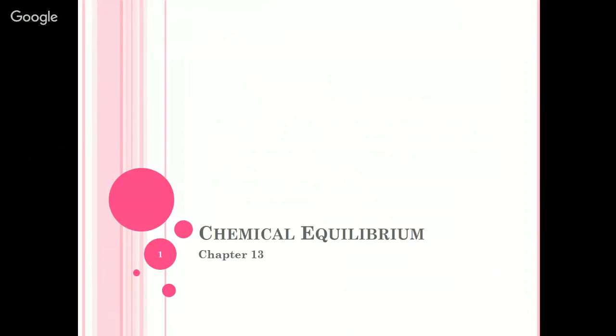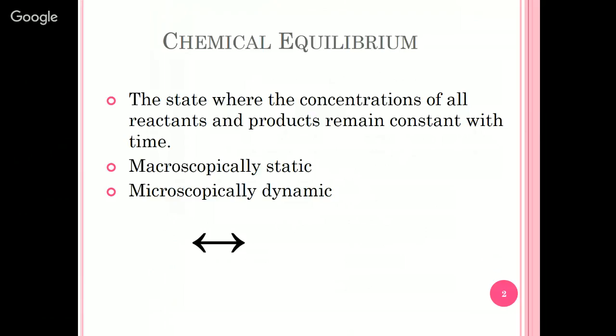Chemical equilibrium, chapter 13. Chemical equilibrium occurs when the forward rate of a reaction becomes equal to the reverse rate of a reaction. At this point, the concentrations of all the reactants and products remain constant with time. So it does not mean that the reactants are equal to the products. It just means that there becomes a fixed amount of reactants and products.